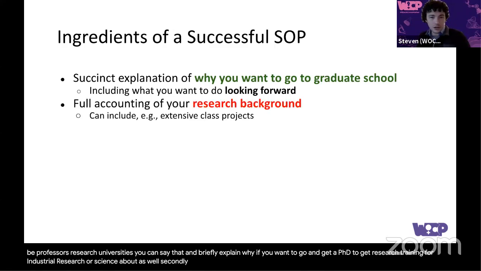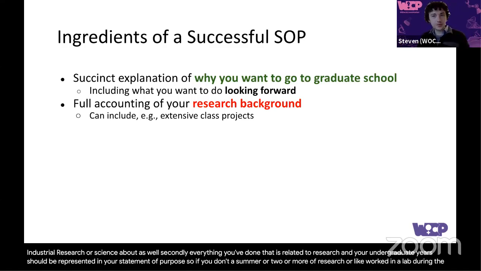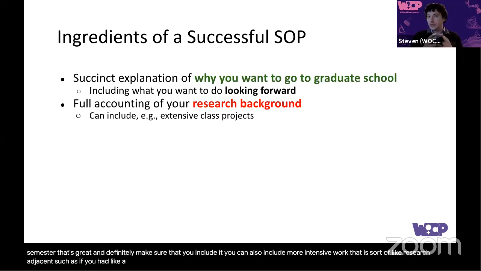Secondly, everything you've done that is related to research in your undergraduate years should be represented in your statement of purpose. So if you've done a summer or two or more of research or worked in a lab during the semester, that's great. And definitely make sure that you include it. You can also include more intensive work that is research adjacent, such as if you had a very extensive class project that required you to investigate some problem in detail, or perhaps if you've had internships that required you to work independently.